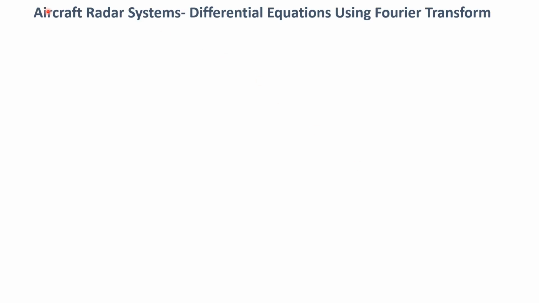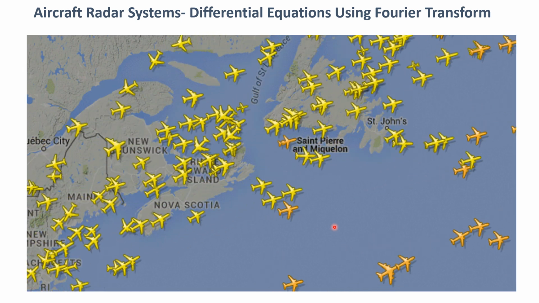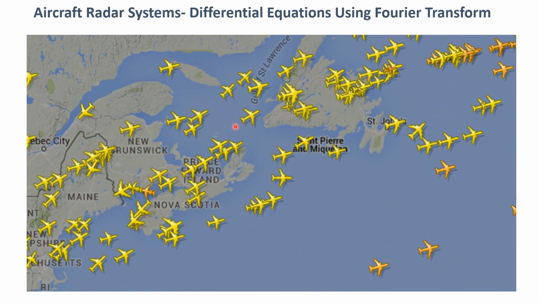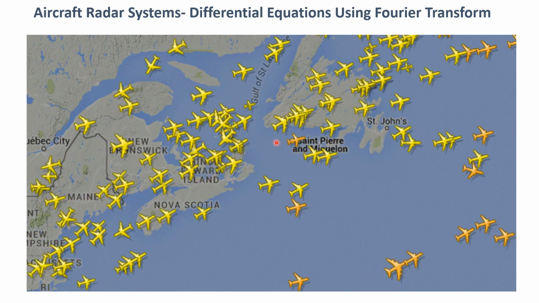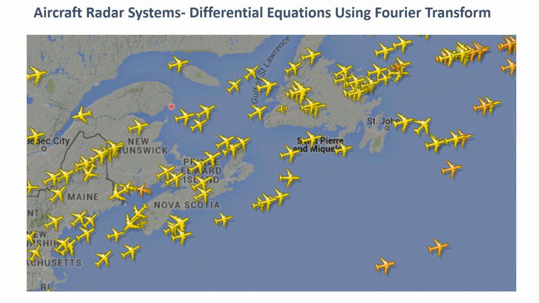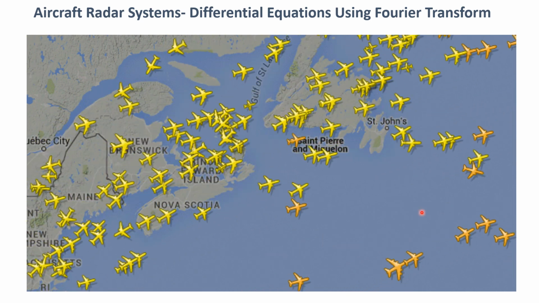Now let us look at one of the practical aspects before we dive deep into the solution of differential equations using Fourier transform for today's class. I'm taking aircraft radar system as one of the example. What do you mean by the aircraft radar system? If you look at the system, this is where, over the globe, flights are flying from one location to the other location. This is the overview of the location of the planes over the radar.